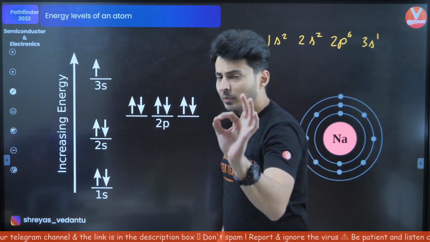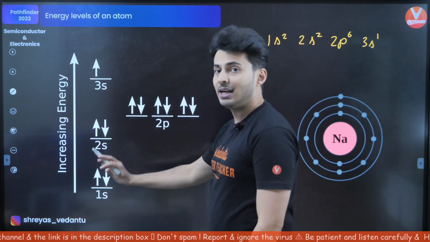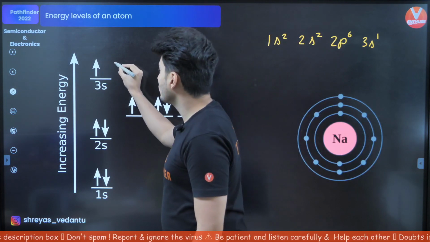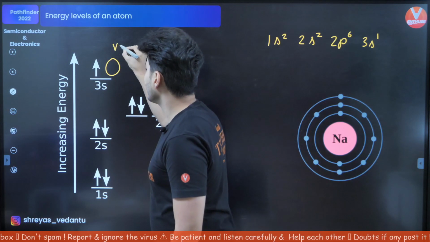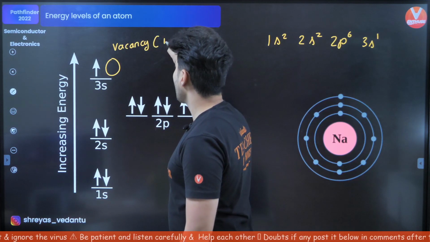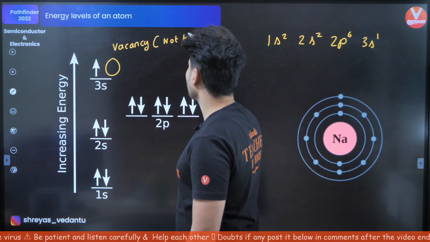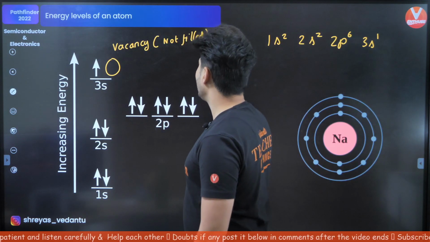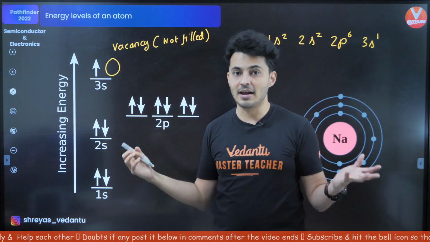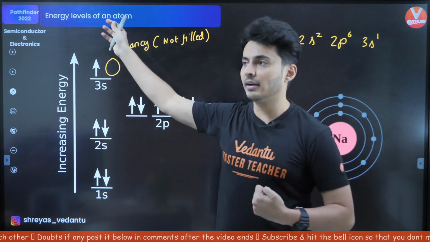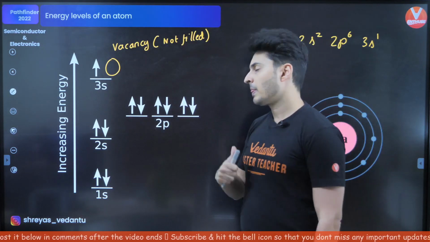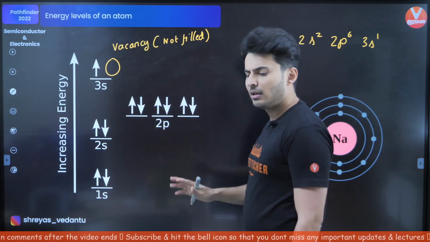Fair enough. Now the problem is, in this entire electron configuration and the energy diagram, there is one vacancy over here. Basically, it is not filled. And you know that atoms do not like empty shells. They do not like half-filled shells. They are not so stable. Either they want to get rid of it or they want to acquire an electron. Makes sense, right? So there is a vacancy.